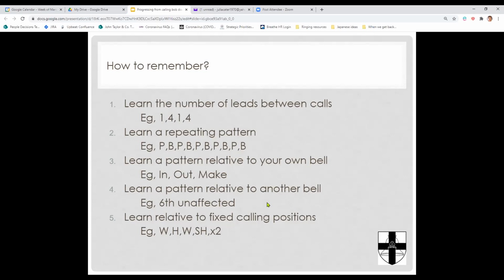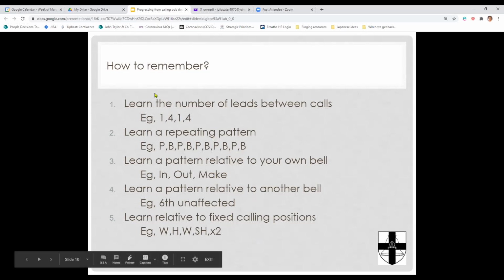And we talked about that quite a lot, didn't we, in bob doubles, when we were saying who's the observation bell, who's the bell that's making long fifths. Even if you're not it, who is that bell? Because you can watch that bell as well. That's quite useful to have an extra security blanket about knowing what other people are doing.